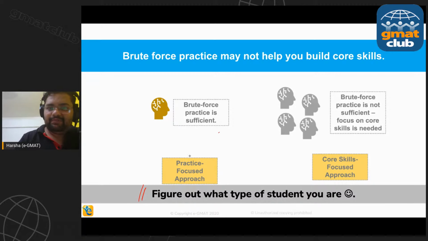Are you that person for whom brute force is sufficient, or are you that person who might need a little bit more focus on building those core skills? When you take a mock and when you truly analyze the mock, you analyze the questions that you get right. Did you get them right for the right reason, or did you just guess through? When you do that kind of analysis, you get a sense of this.